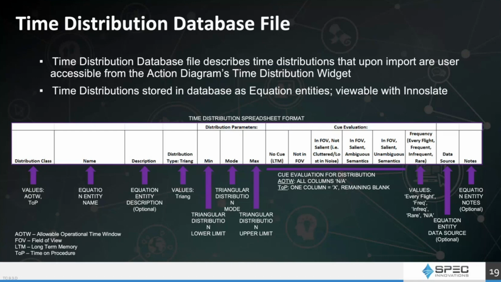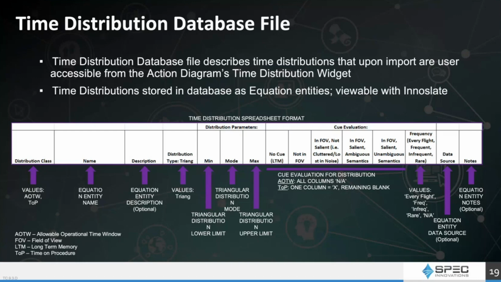And then in the field of view, we've got three different types of things. One's not salient, in other words, it's cluttered and full of noise. And then there's salient and ambiguous semantics, so in other words, I don't quite understand what it might mean. And then the last one, salient and unambiguous. That's the one you hope it is. It's in the field of view, it's salient, it's unambiguous, and the semantics are obvious. That's what you're looking for.